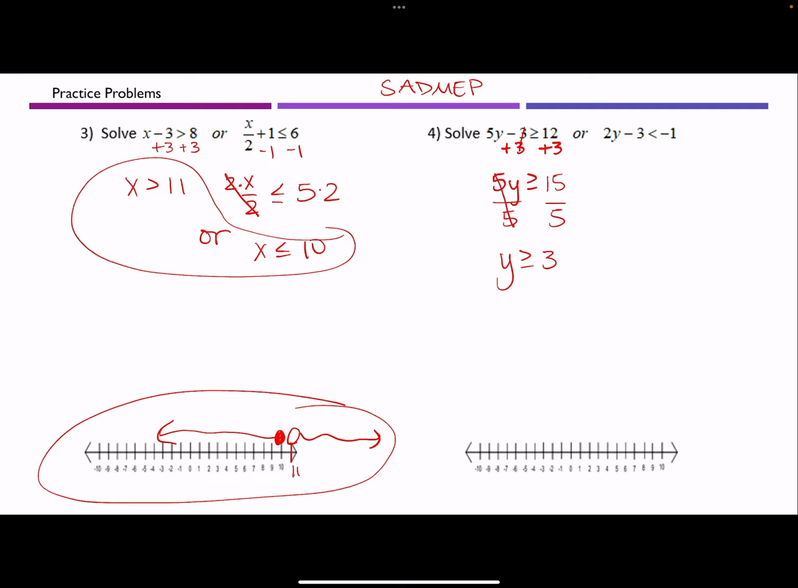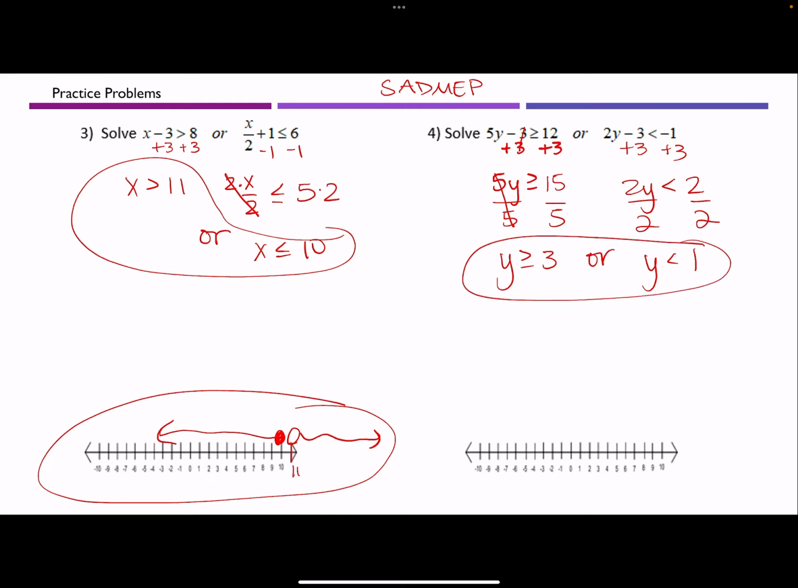But now we need to solve this other inequality. Add 3, 2y is less than 2. And then get the y by itself by dividing. y is less than 1. So algebraically, I fill in that word or, and then there's my solution. So now I know that y is greater than or equal to 3, or y is less than 1. And there's my solution, my graph.